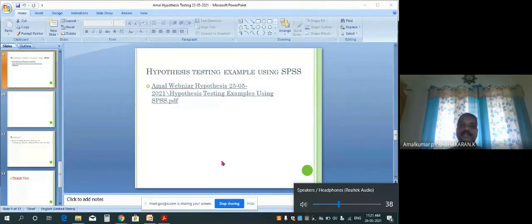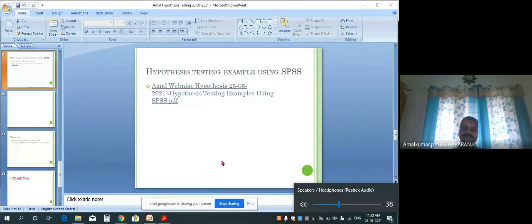We are doing research at a 95% confidence level, and the 5% is an error term. Based on that, we are choosing the significance level 0.05. We discussed three different statistical tools. Based on these tools, if the p-value is less than 0.05, there is a difference, meaning there is a significant difference.